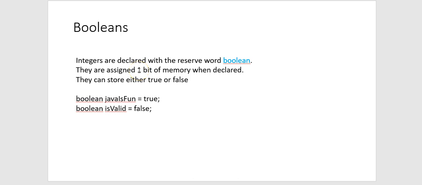I only need 1 bit of memory for booleans, and a boolean you can either say it's equal to true or equal to false. There's no other way that you can say that. So Java is fun was true and is valid is false.